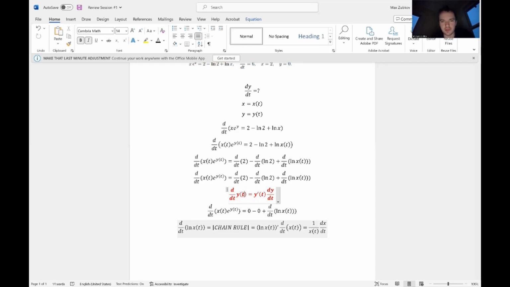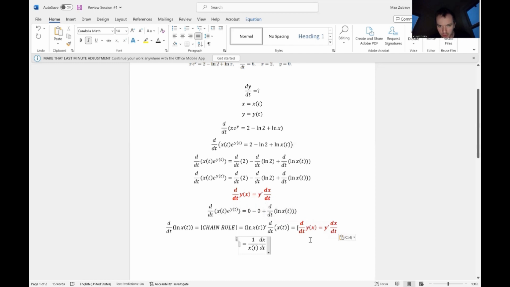I will change it like this. If you have d over dt of y of x, that is going to be equal to the derivative of y prime times dx over dt. This is the rule. And if I'm going now to explain this step here, I'm looking for d over dt of x of t. So what I'm going to have here, let me write it down actually here.